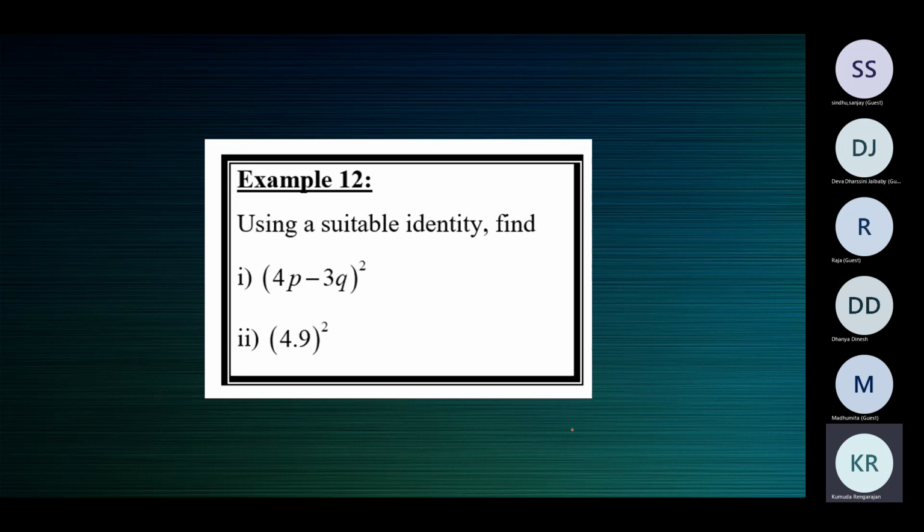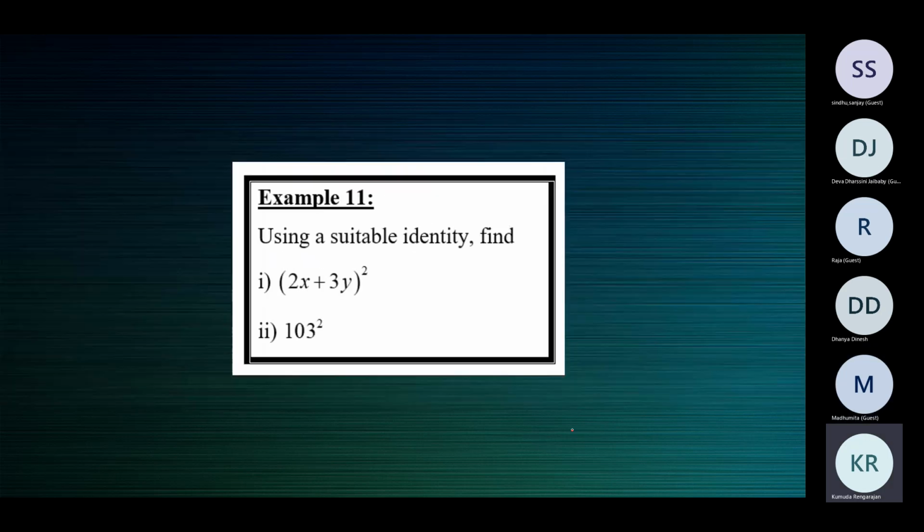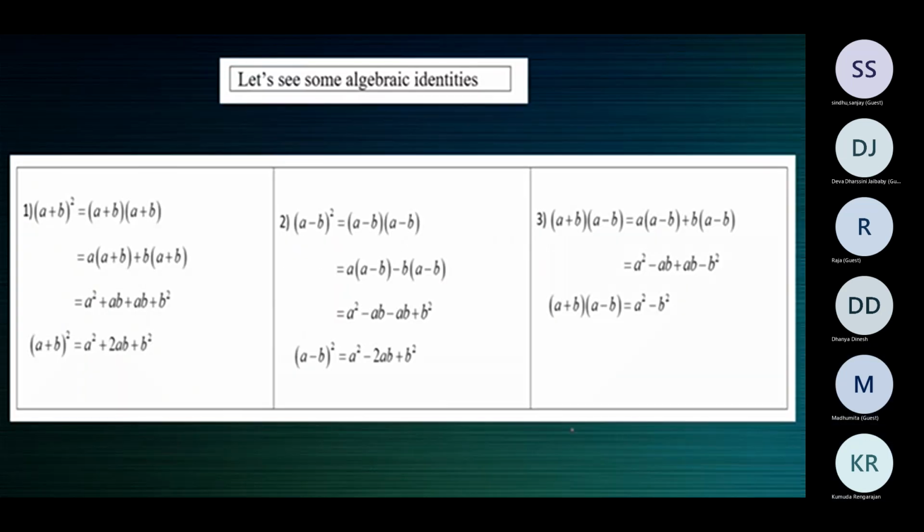Now that's the form a minus b the whole square. Pick the value of a and b, use the identity and find the value, children. Work these two. Let me see how you can do this. If you're finding it easy or difficult, I can show you the identity again if you want. You should use this identity, this one.